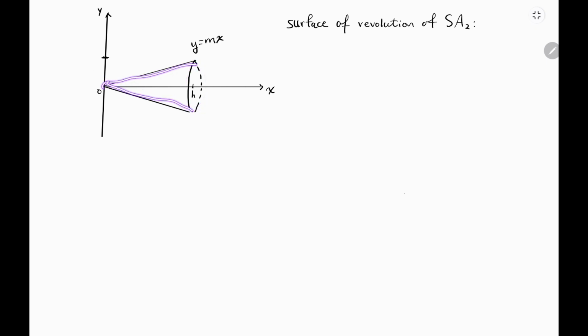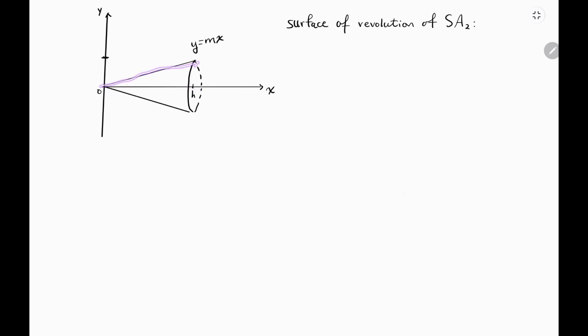Okay, now this is just SA2, okay? So you can pretend that the inside over here is hollow. Now, in order for me to get to this shape, I actually have to do a revolution. So here we have this line segment, or you can say a line, right? y equals mx, it's linear, but I'm only going from 0 to h, and h is actually the height of the cone. Okay, so this is the height of the cone.